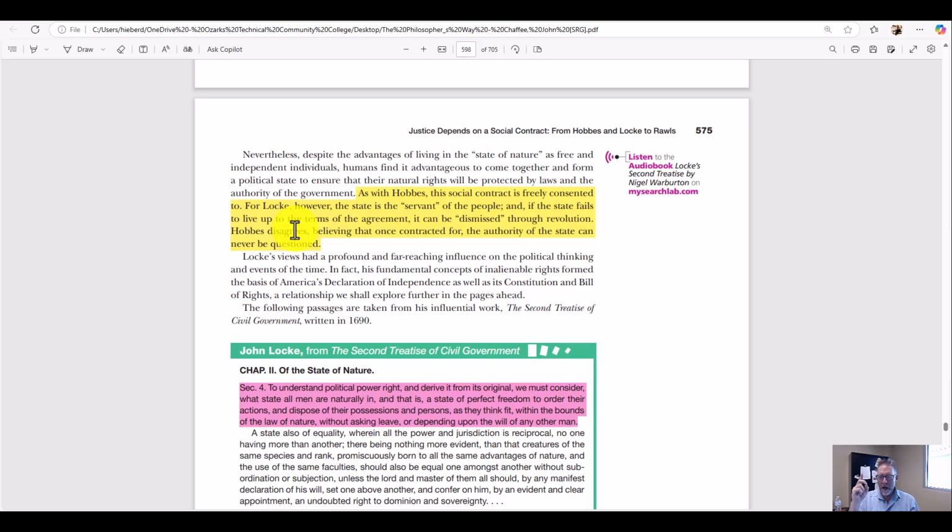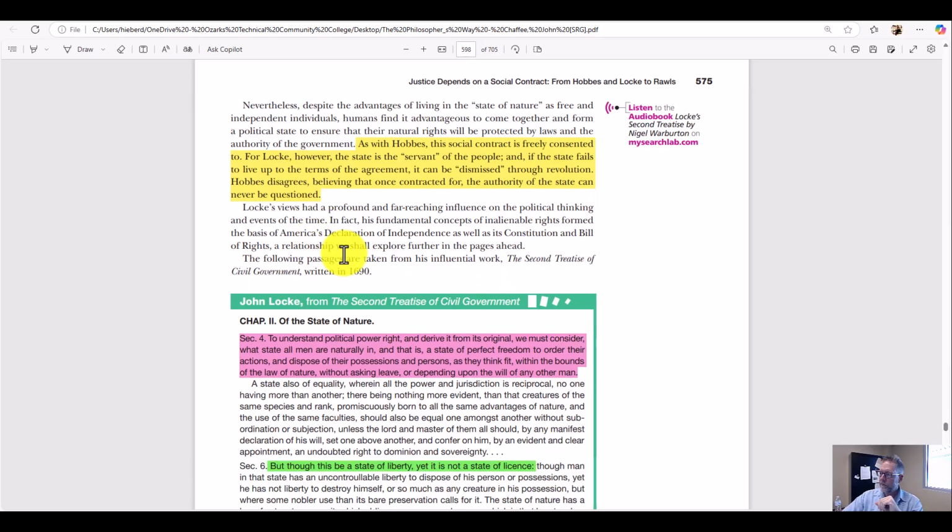Hobbes. What Locke is going to say is that even though the state of nature is a state of freedom, it's not a state of absolute license, meaning that even in the state of nature, there are still things that I'm not supposed to do, meaning that even in the state of nature, I can still behave justly or unjustly. Very different from Hobbes's account.